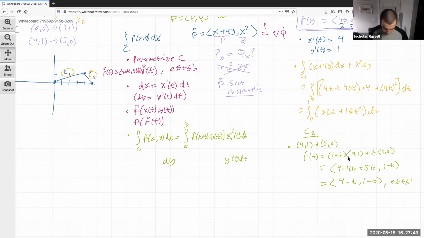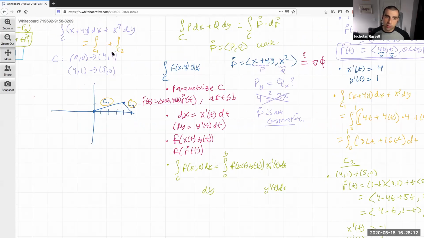I could again do the same exact thing, right? I would be able to do x prime of t here, which would be equal to 1, and y prime of t is equal to -1. And now when I'm setting up this integral, if I want to integrate this with respect to C2, wherever I see x, I plug in 4 plus t, and wherever I see y, I plug in 1 minus t. And from there, I can evaluate this between 0 and 1. Afterwards, I can add up these two contributions, add up what this integral is and what this integral is, and that will give me the answer to this question.